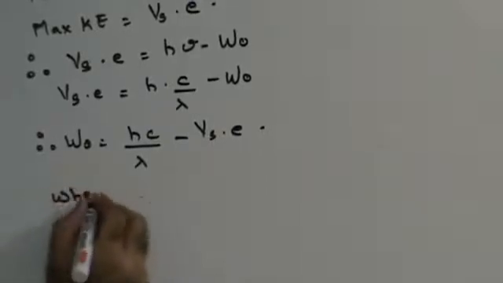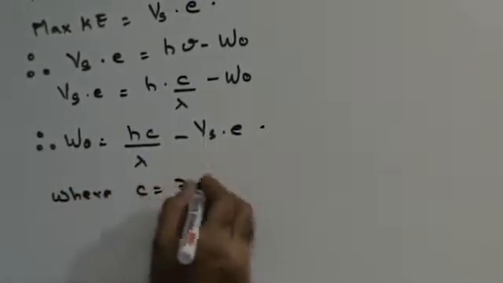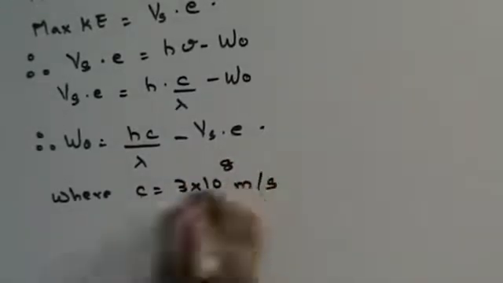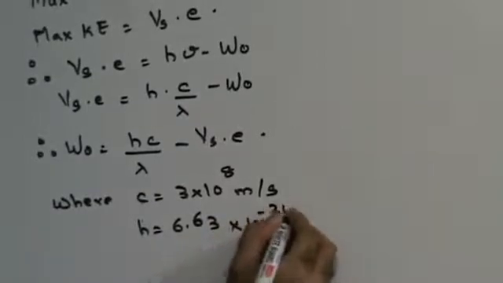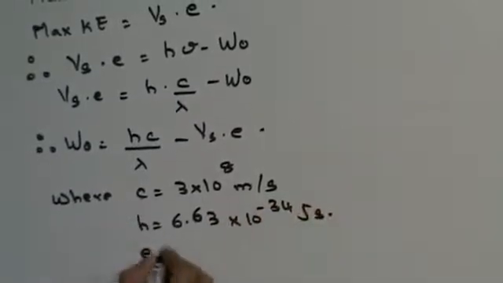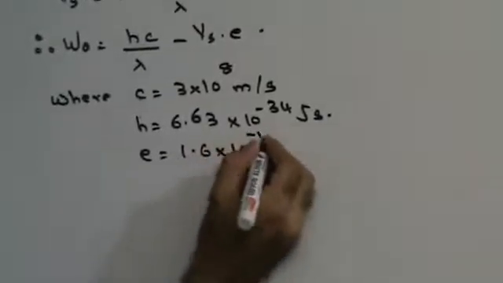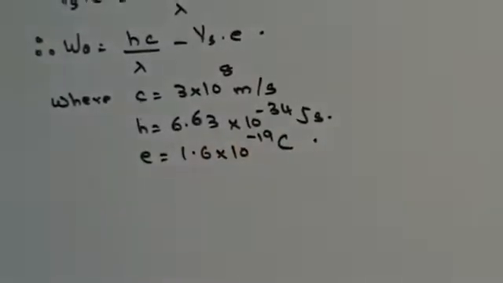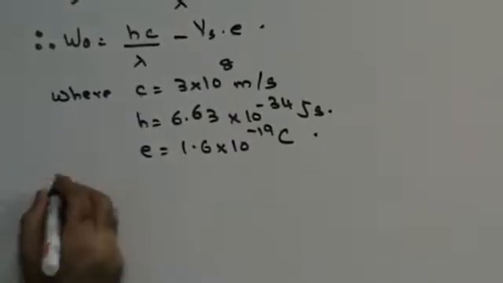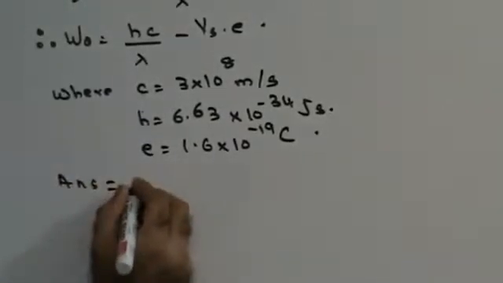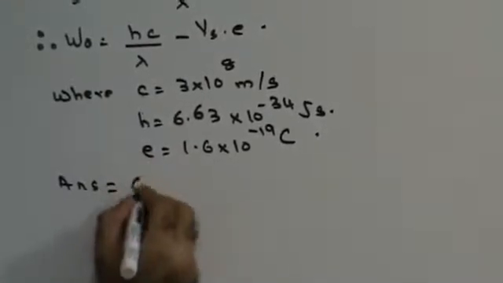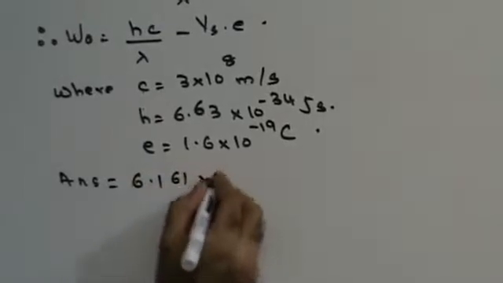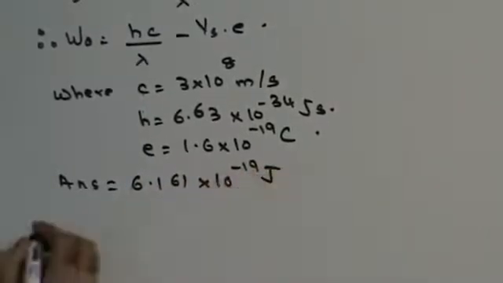where you should know that velocity of light in air is 3 into 10 raised to 8 meters per second. Planck's constant is 6.63 into 10 raised to minus 34 joule second. Charge on electron is 1.6 into 10 raised to minus 19 coulombs. Right? Substitute the values, you should get the answer. Answer for this sum should be 6.161 into 10 raised to minus 19 joules. Next, take on the next one please.